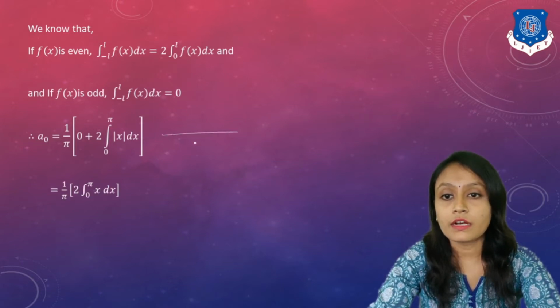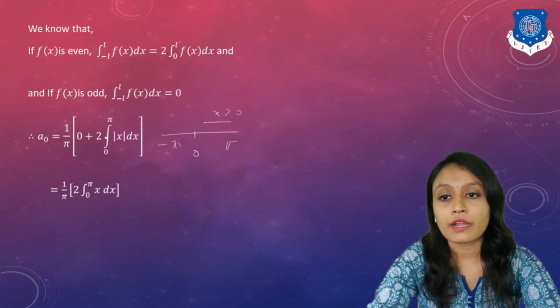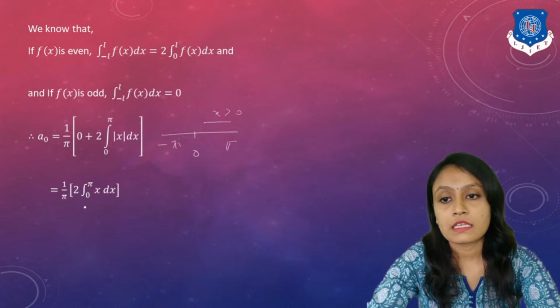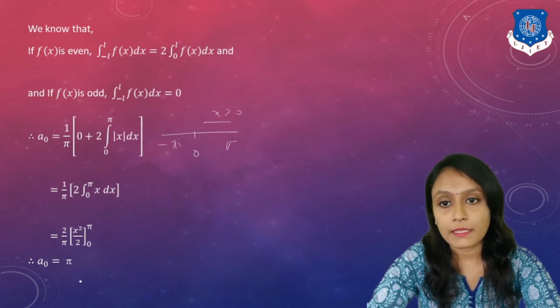Now in the interval -π to π, suppose 0 is here, in the interval 0 to π, x is greater than 0, right? So in place of |x| we will write only x. So here we have 1/π times 2 times ∫ from 0 to π x dx. Integrated, you will get x²/2. Substitute the limit, so you will get the final answer of a0 as π.